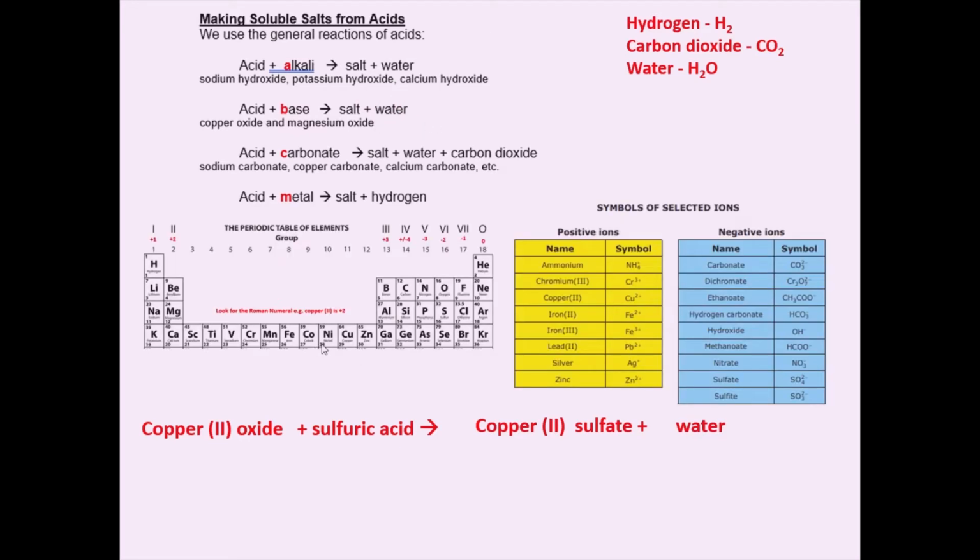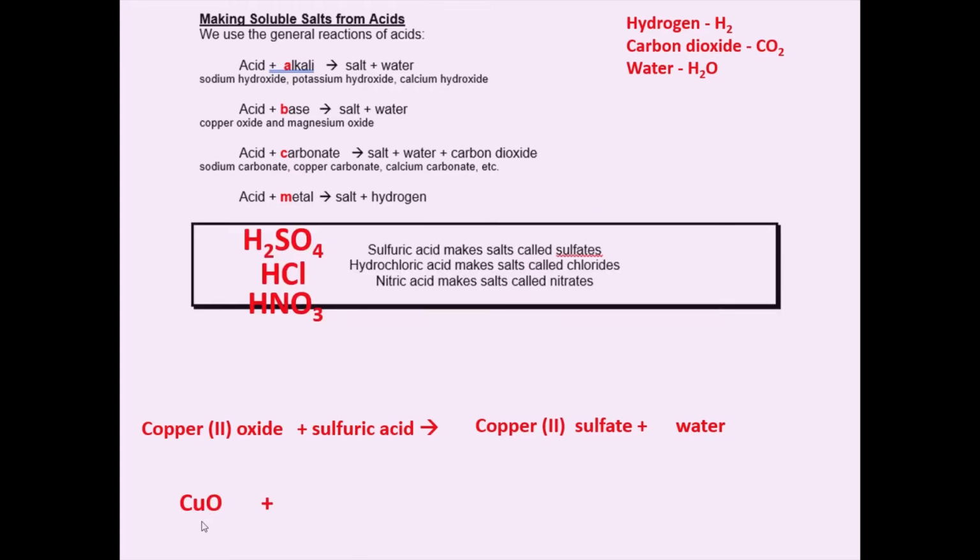Formulas, let's go to our data sheet. Now, copper is 2, so we're using that Roman numeral, so plus 2. Oxide is O, so minus 2, so CuO for copper oxide, Cu plus 2, O minus 2, so CuO. Sulfuric acid H2SO4, copper 2 sulfate, Cu plus 2, sulfate SO4 minus 2, so CuSO4. So CuO, H2SO4, CuSO4, and H2O. And again, if you check either side of that, that's balanced. So we've got those correct there.